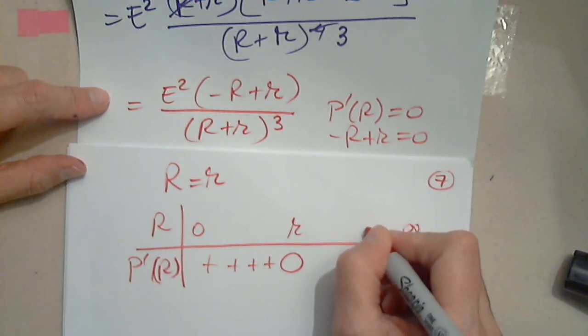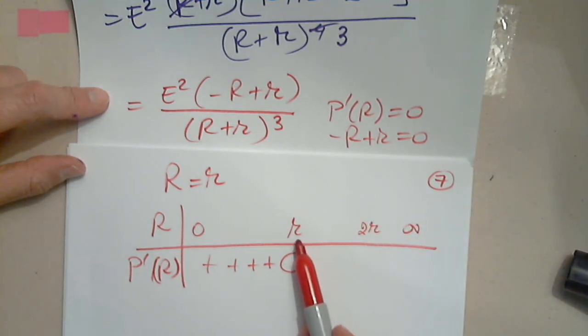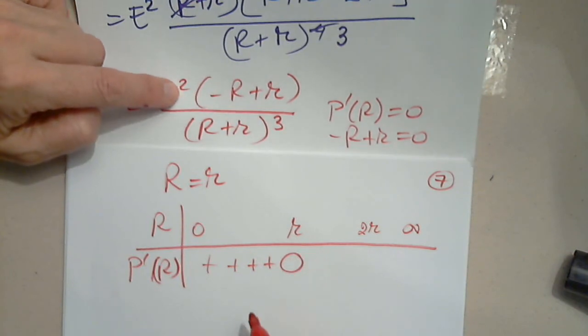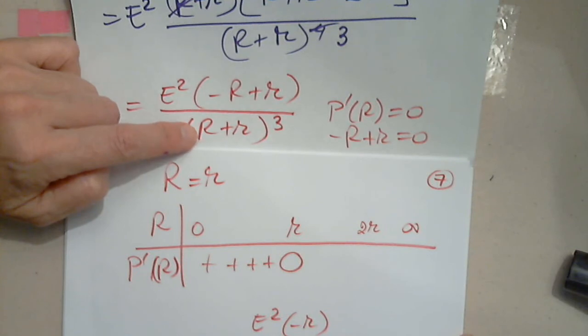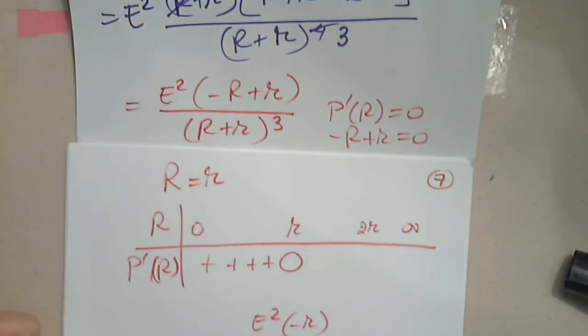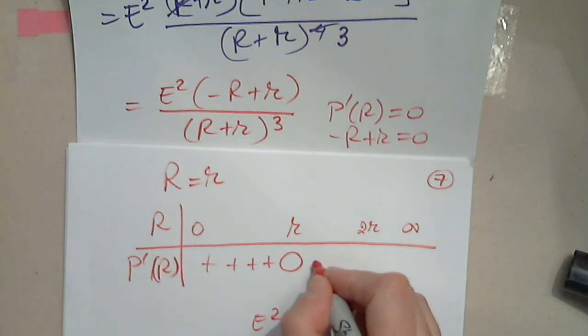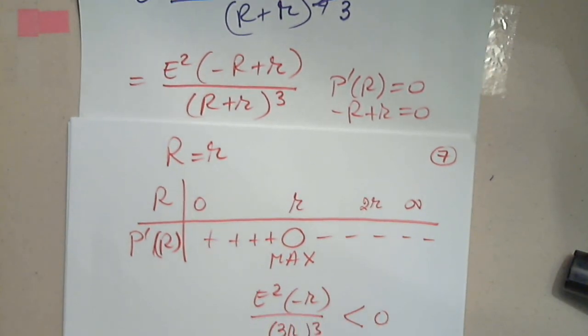Now on this side, I'm going to put, let's say, 2r, because definitely 2r is more than r. So then I have E squared, then negative 2r plus r will be negative r, and in the denominator, 2r plus r will be 3r cubed. All of this is positive, and this is definitely a negative number. So this is guaranteed to be a maximum.